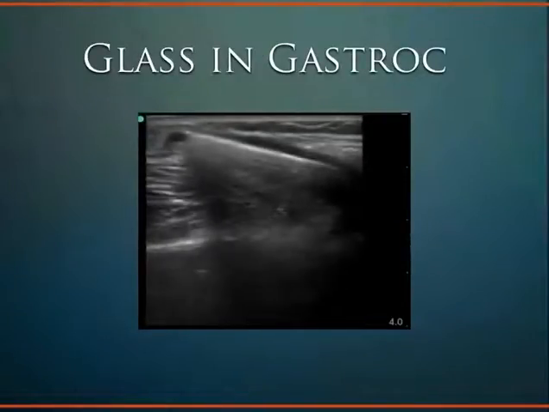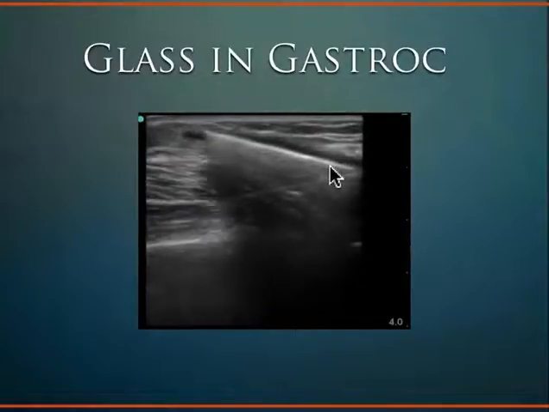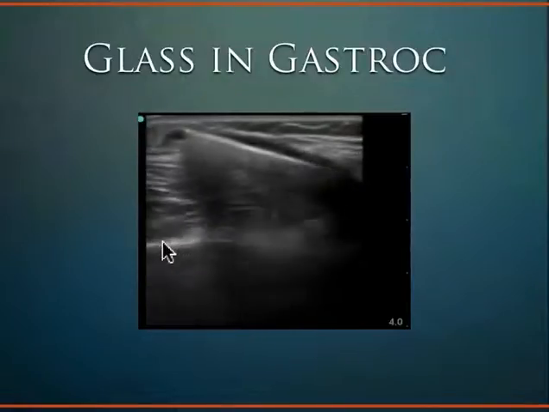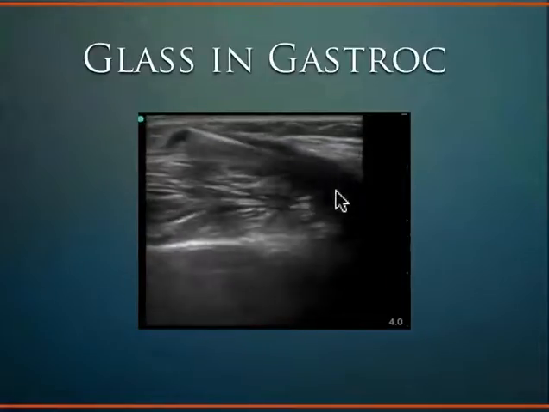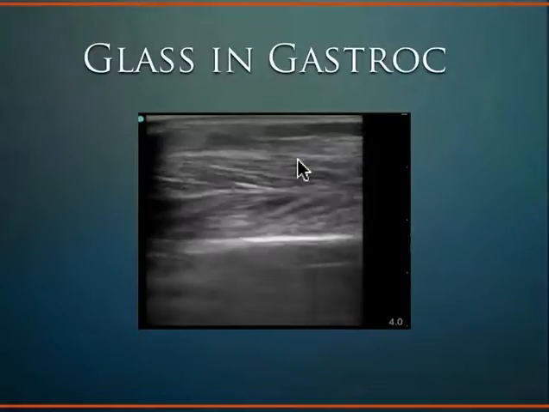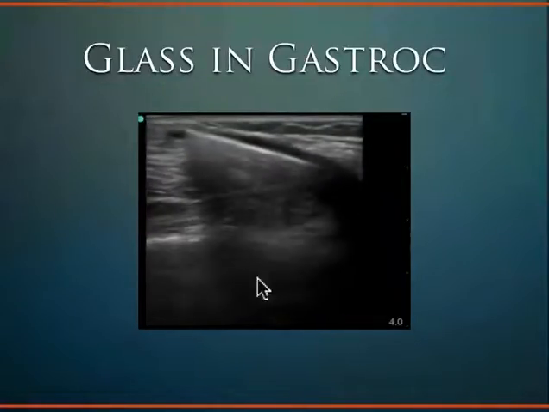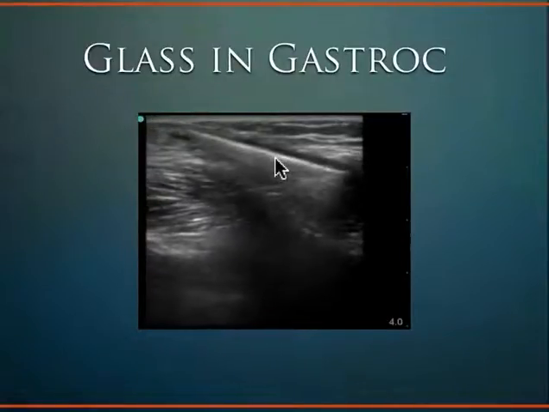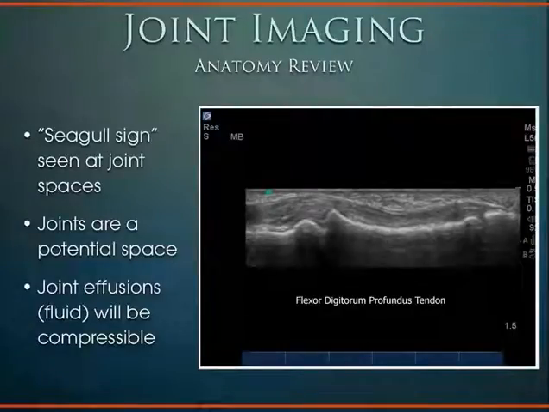This is an image, courtesy of Dr. Fox, of a piece of glass that's in the gastroc muscle. So, again, you can see the fibular pattern of the normal muscle tissue here, connective tissue layers, and then this foreign body jetting into the muscle tissue. And just like any other hyperechoic or reflective structure, you're going to see that posterior acoustic shadowing from that glass foreign body. So, nice example of some of the pathology you can see on ultrasound.